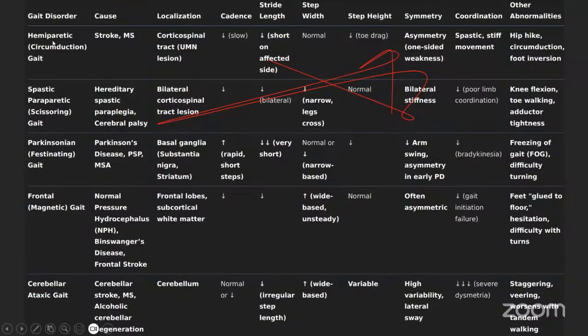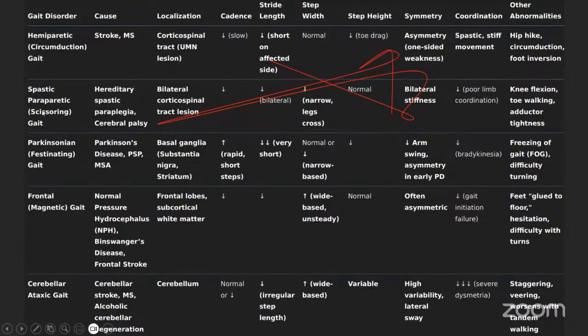I'll finalize this. In hemiparetic or circumduction gait, the usual causes are stroke and MS. Localization is the corticospinal tract lesion. Cadence will be slow. Stride length will be reduced, short only on the affected side. Step width will be normal. Step height will be reduced. The toe will be dragged. Asymmetry: only one-sided weakness, with spastic and stiff movement on the affected side. Other abnormalities are circumduction, foot inversion, or hip hiking.